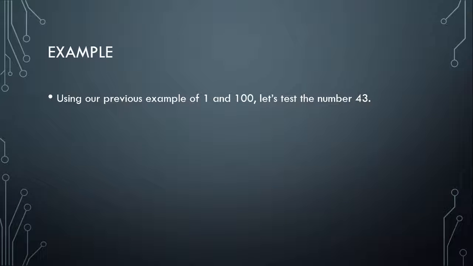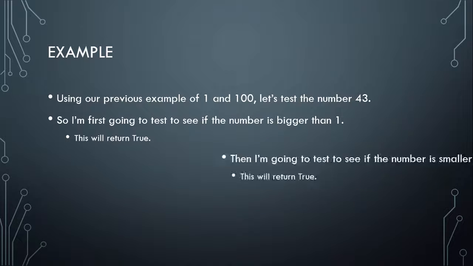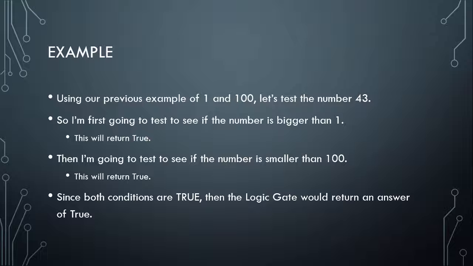So let's look at an example here. Let's test the number 43. First I'm going to test to see if the number is bigger than 1. Obviously this should return true because 43 is bigger than 1. Then I'm going to test to see if the number is smaller than 100. This is also going to return true because last time I checked, 43 is smaller than 100. Since both of these conditions are true, the AND gate that we looked at earlier will return an answer of true. Because remember we said both the conditions have to be true in order to generate an answer of true.